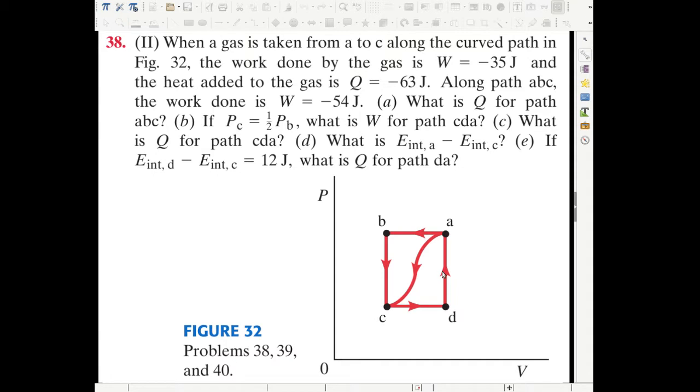So we have a gas that's taken from A to C along the curved path, figure 32. The work done by the gas is minus 35 joules, and the heat added to the gas is minus 63 joules. Along path ABC, the work done is minus 54 joules, and they're asking a number of questions. Let me first put the information we have on the whiteboard, and then we're going to look at each of these questions in succession and see if we can figure those out.